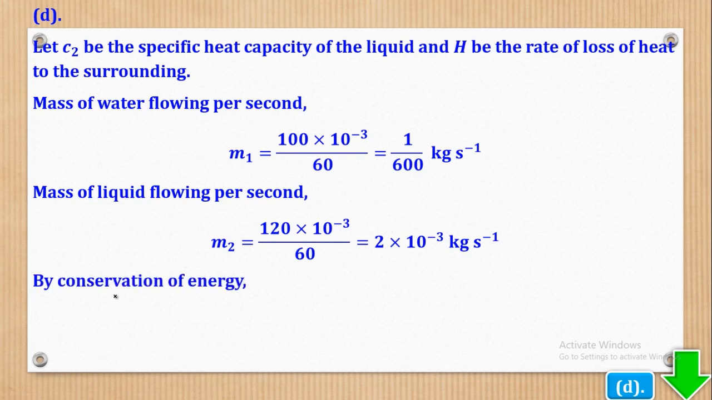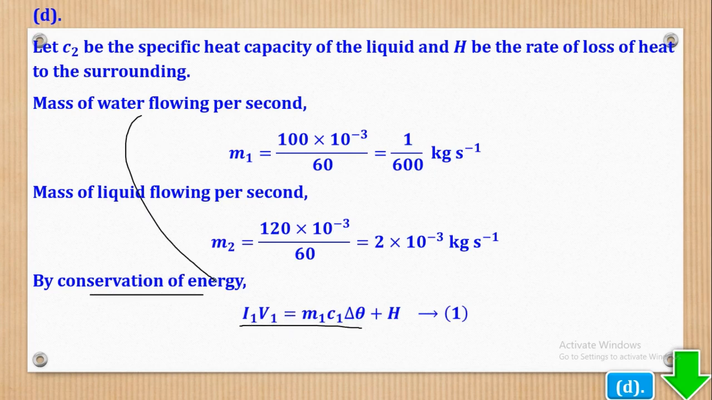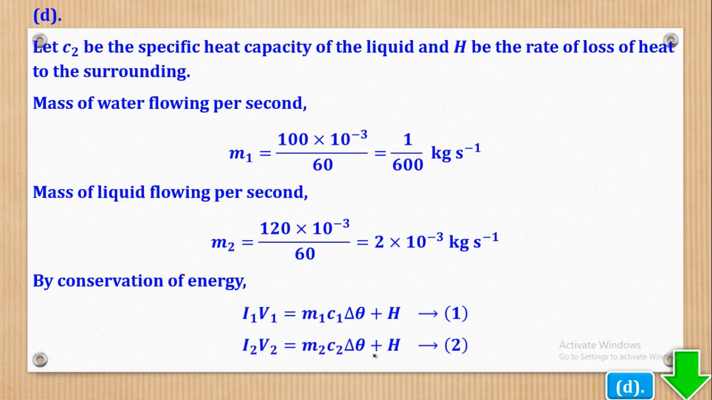After that, we have said by conservation of energy, I1V1 = M1C1Δθ + H. So this is for the first set for water. What about for the liquid? For the liquid it is I2V2 = M2C2Δθ + H. So that's how marks will be awarded for this slide. Now we have to use these two equations to come up with the value of C2.